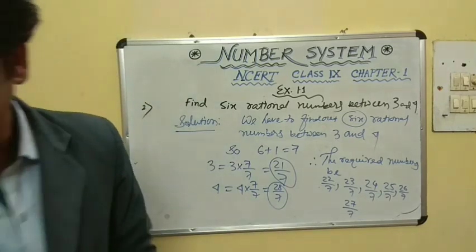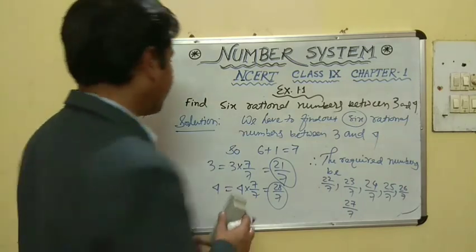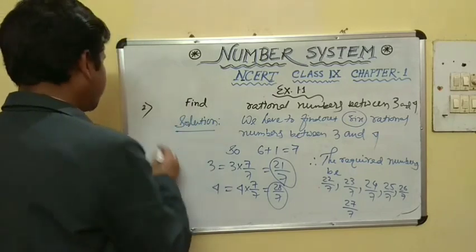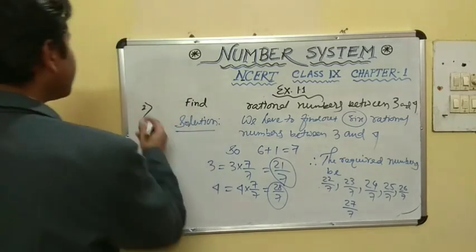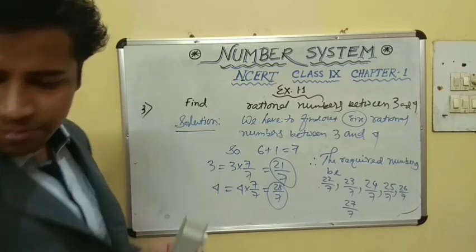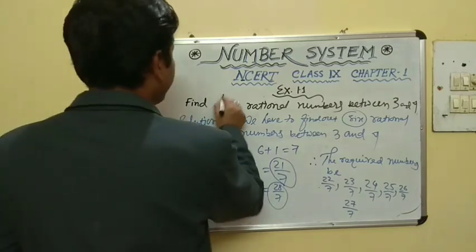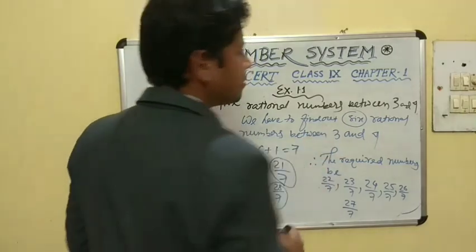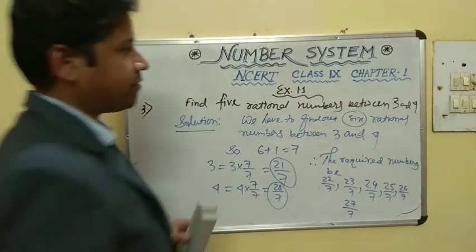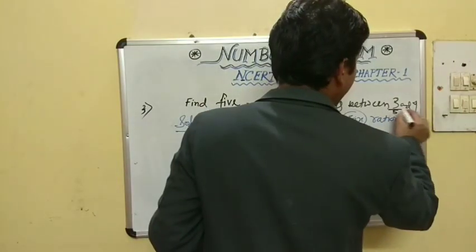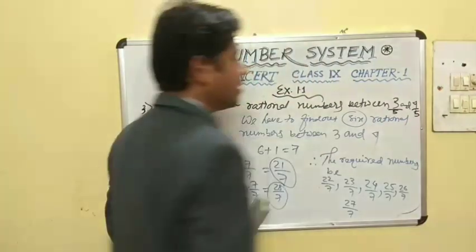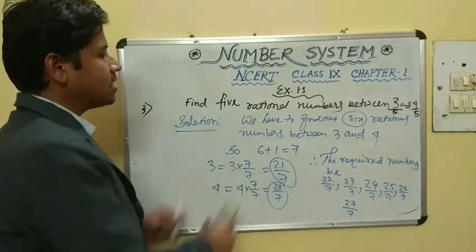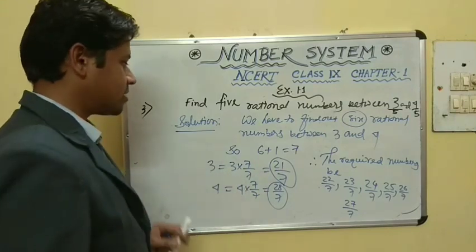Question number 3: find 5 rational numbers between 3 by 5 and 4 by 5. So find 5 rational numbers between 3 by 5 and 4 by 5. Now we are not going for the first method. We will take this second method, which will be easy for us.